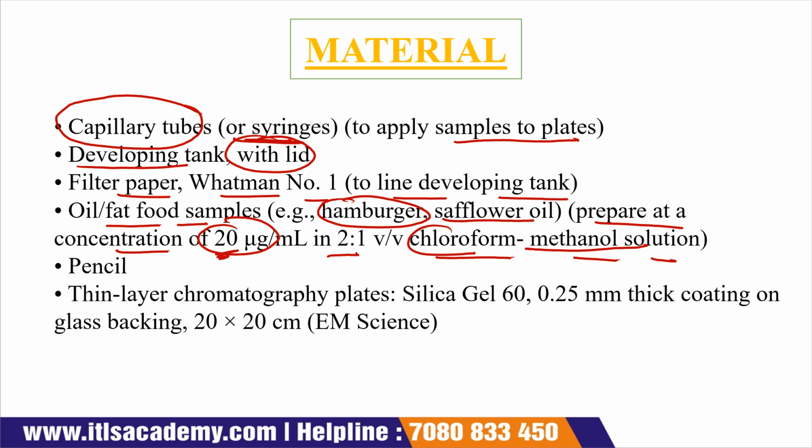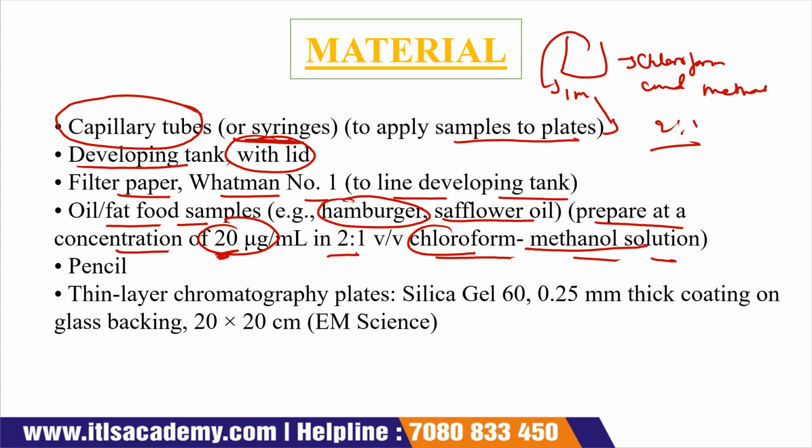So first of all we have to prepare this chloroform and methanol solution, and it will be 2:1. Then from it we take 1 ml, and this 1 ml will be used to dissolve the 20 milligram of food sample. Along with it we also required a pencil and thin layer chromatography plates.